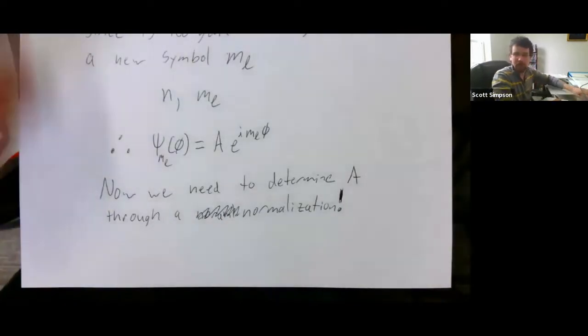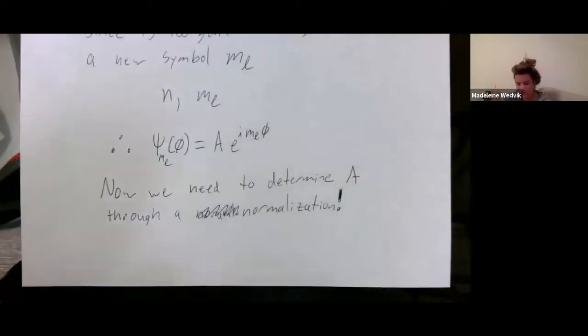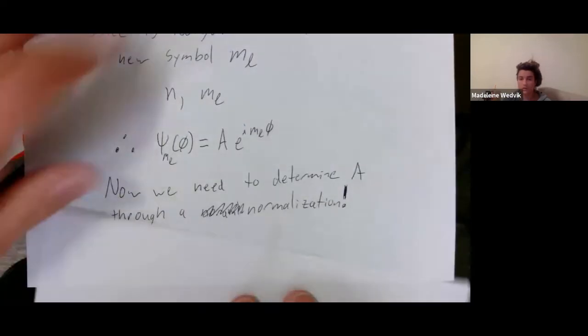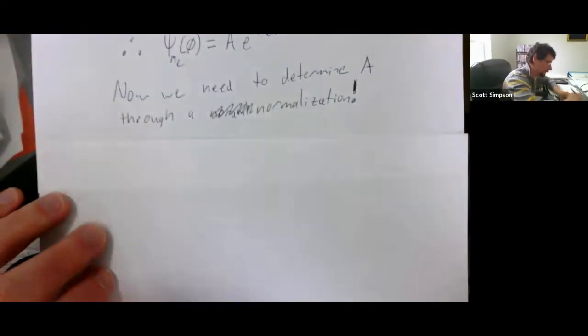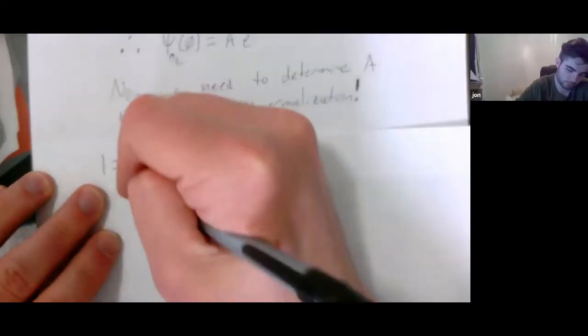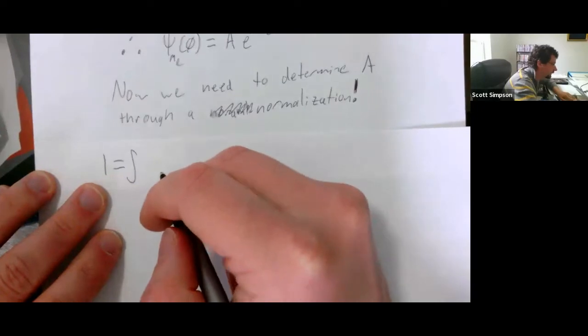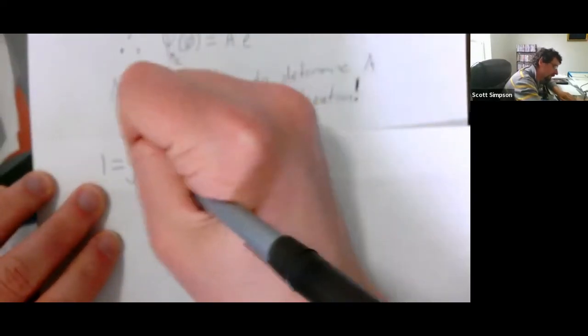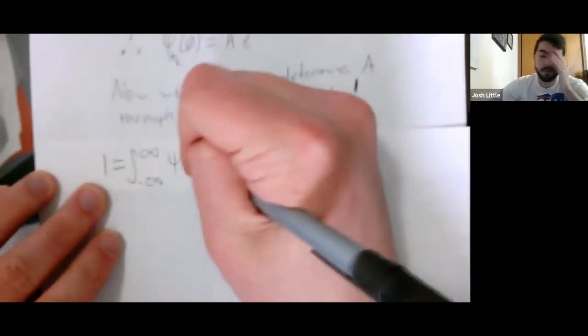Okay, how do we normalize the function again? Let it equal to 1. Yep. So 1, let's do it generically first. 1 is equal to what? Integral of... yep. What are we doing? Phi star times phi d tau. Psi star, psi d tau. Okay.